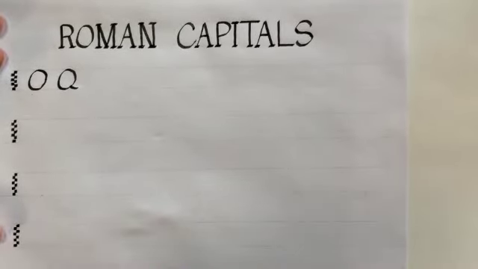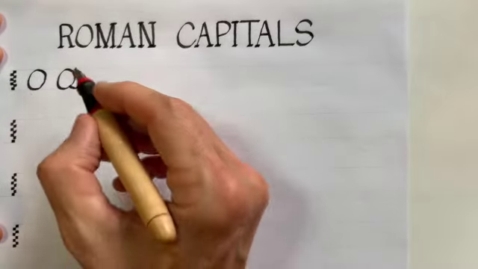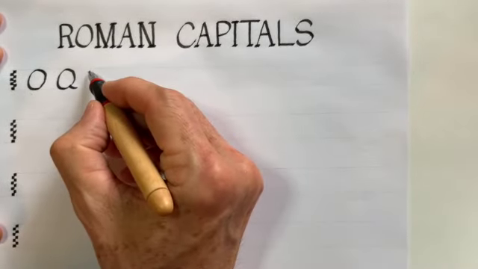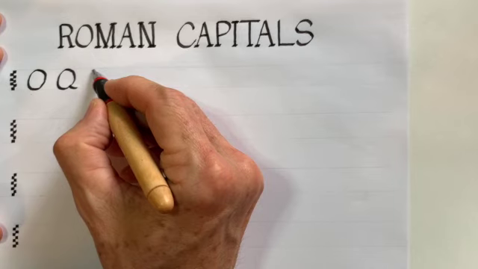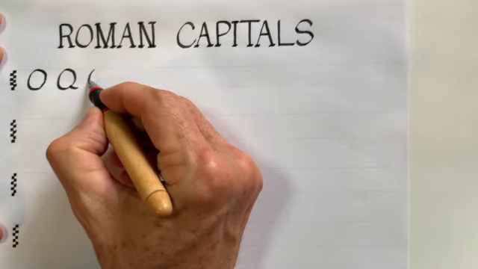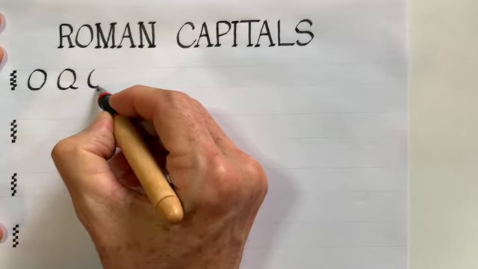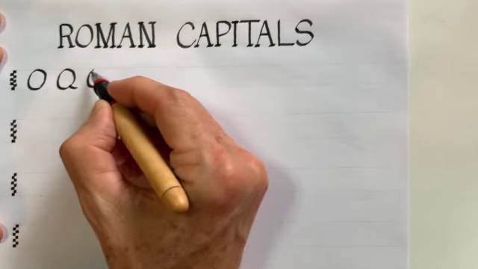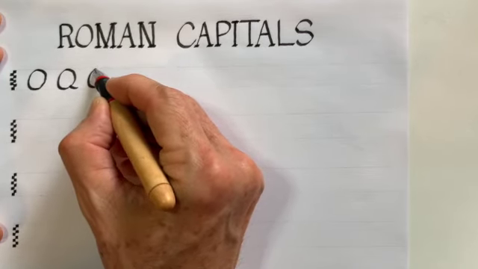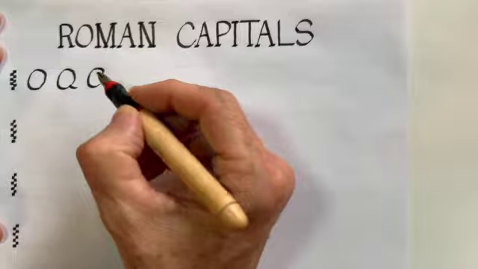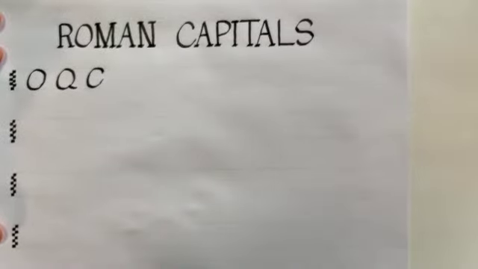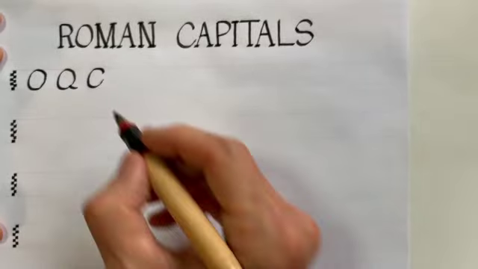So let's continue with the next circular letter, and that is the C, which starts again very similarly. And then sort of flattens out a little bit at the top, comes down. And lastly, the G.